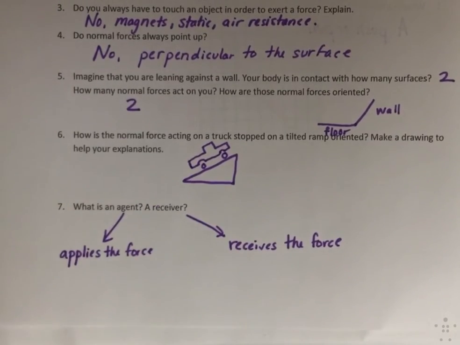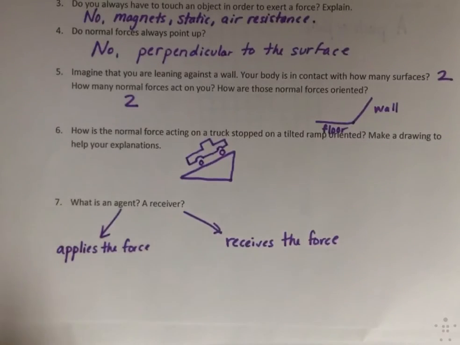Number 4, do normal forces always point up? No, they do not. They point perpendicular to whatever surface the object is on. Number 5, imagine you're leaning against a wall. Your body is in contact with how many surfaces? Obviously 2, the wall and the floor. So how many normal forces act on you? 2, because you're on 2 surfaces.